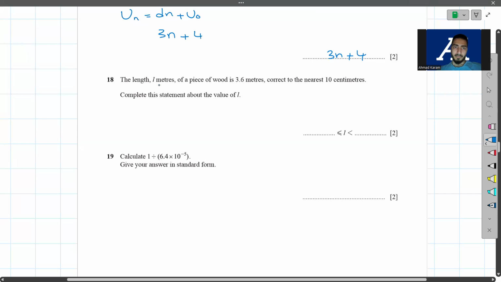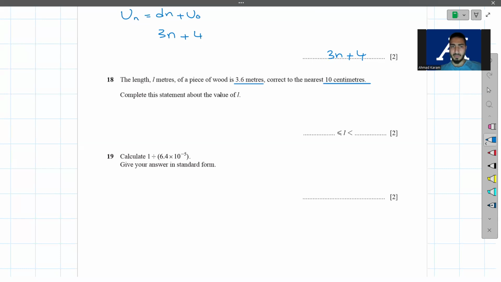The length of a piece is 3.6 meters, correct to 10 centimeters. We need to complete the statement. This is degree of accuracy. So in degree of accuracy, I need to check first same units or different units. As they have different units, we need to change this to meters by dividing by 100, and then divide this number by 2, 0.05, add and subtract from the original value.